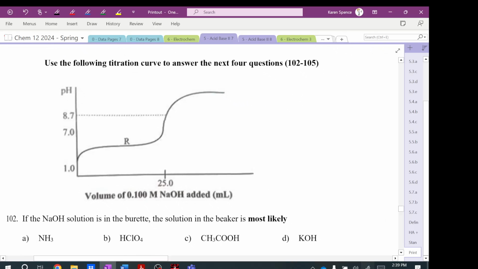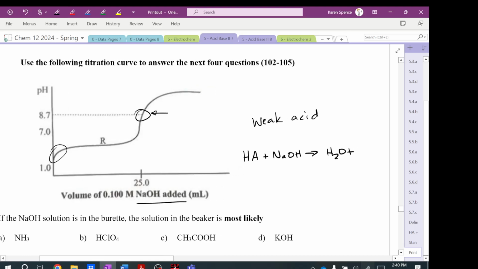All right. So we see we have NaOH. What kind of an acid are we titrating? We are titrating a weak acid. How can you tell it's a weak acid? We have a hill. We have the equivalence point at pH 8.7. Yes? So right at this point, HA plus NaOH goes to H2O plus NaA.